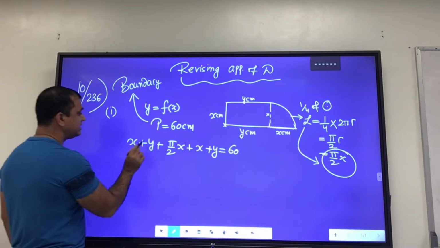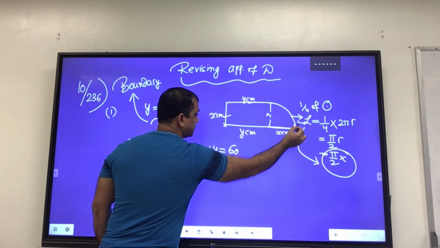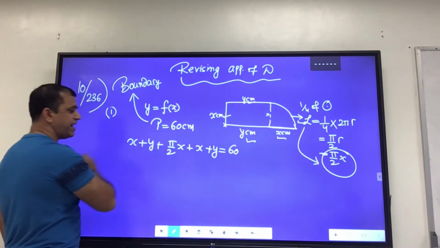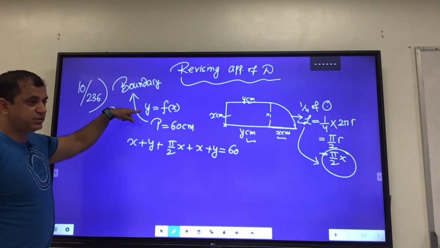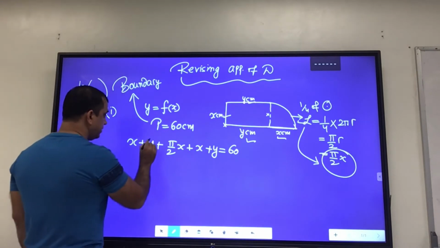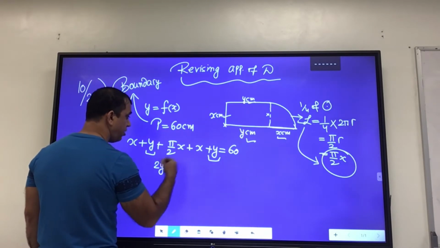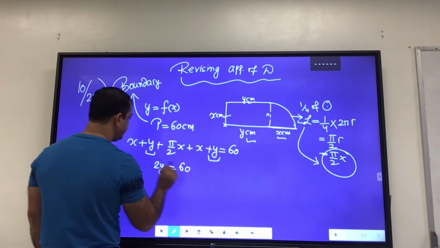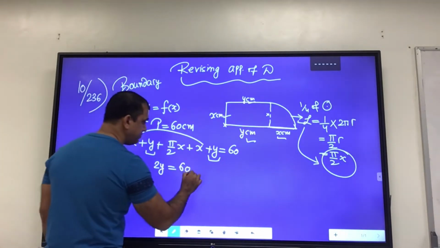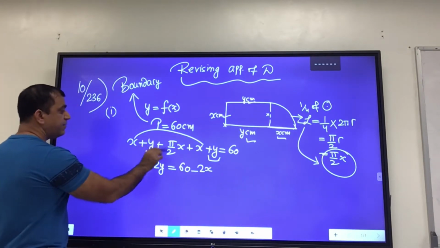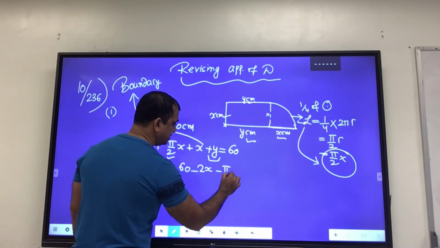So there are 1, 2, 3, 4, 5 things, 5 sides. Okay, perfect. Quite simple now, guys. I will take y as a subject. So keep the y terms over here. y plus y is equal to? Keep it here. Move all things on that side. This is 60, x plus x, move that side, becomes negative 2x. Pi by 2 x is positive. Move that side, becomes negative pi by 2 x.